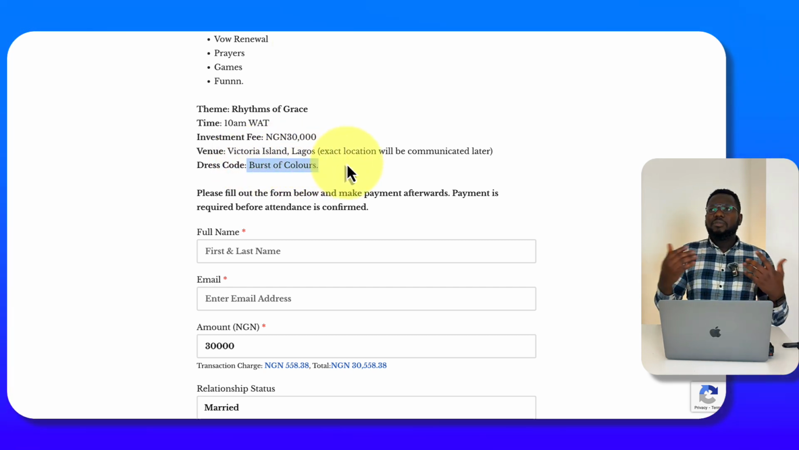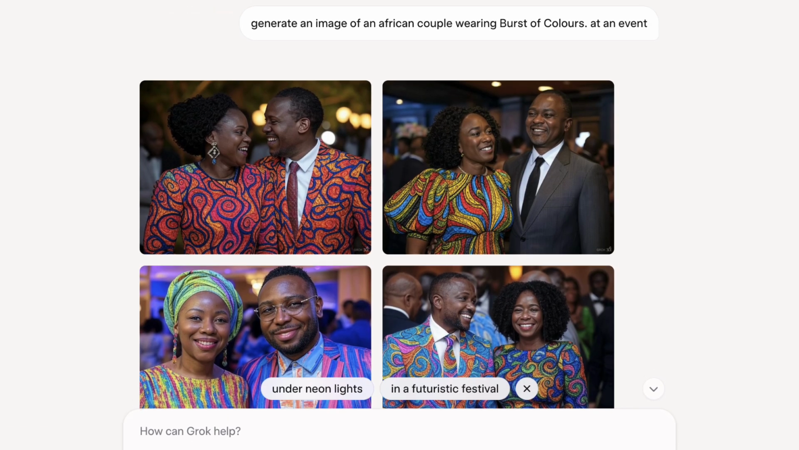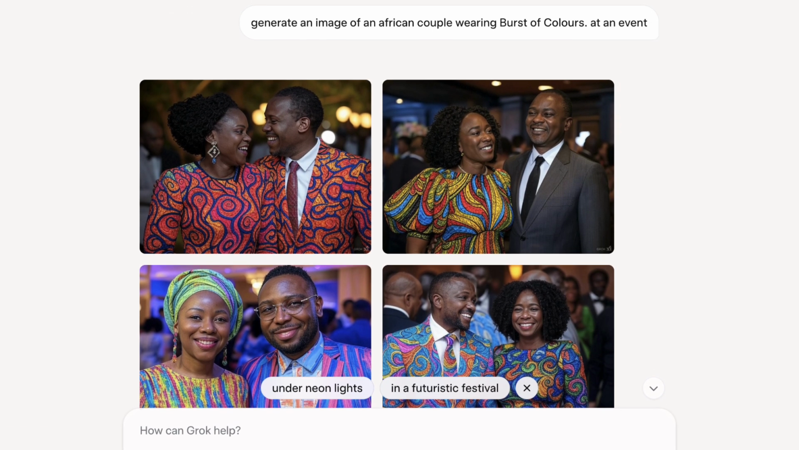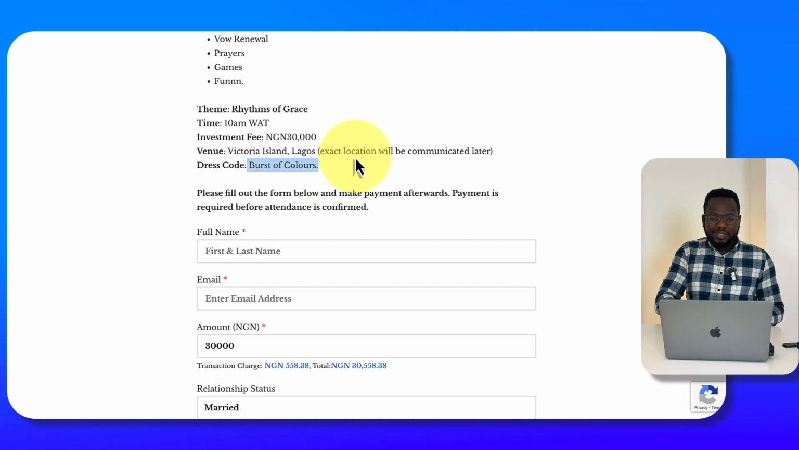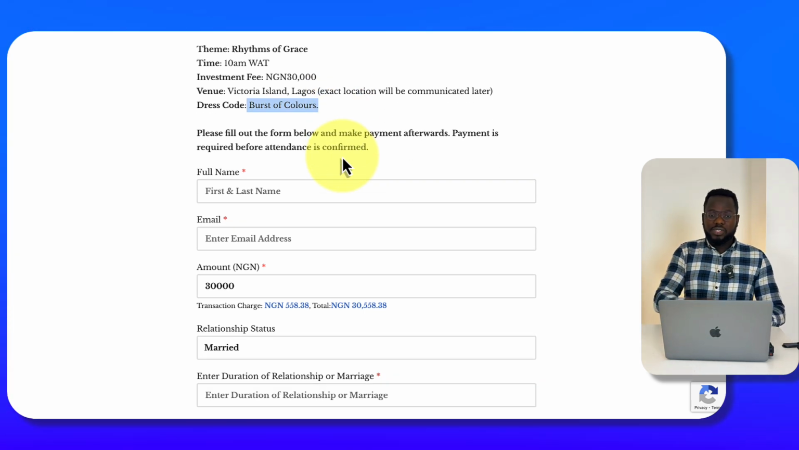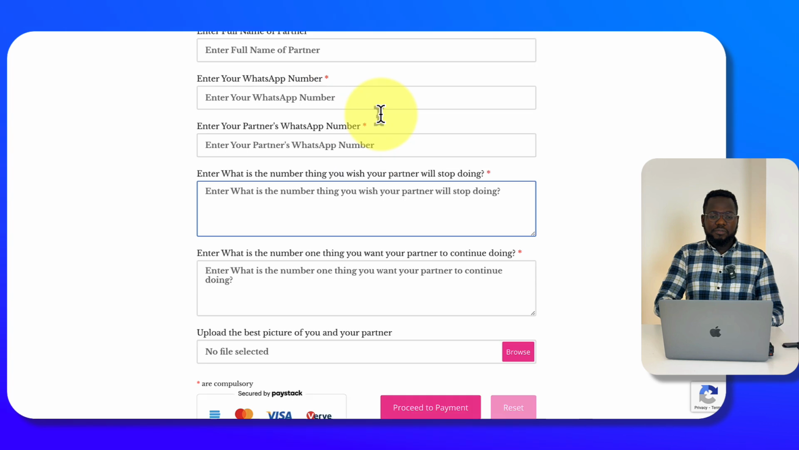Perhaps, even with the advent of AI, you could easily generate a couple wearing a burst of colors at an event. That's a short prompt, and then you put that here so that they can feel like they're already in the event. Okay, if you want to use that. And then it says fill the form below. Fine. Now, this form, I have a problem with the form.